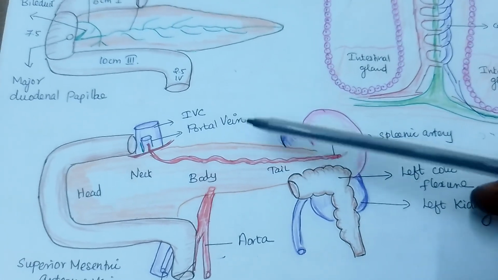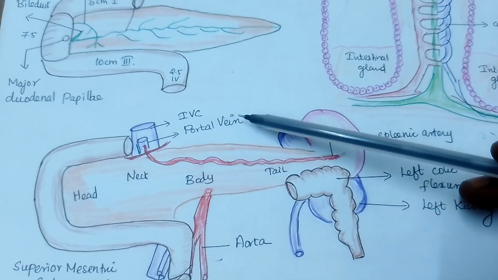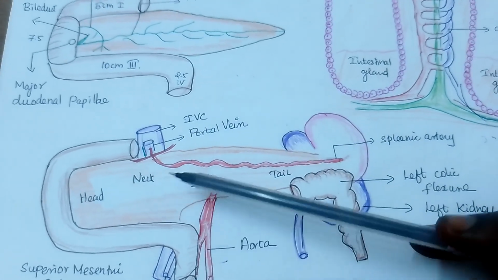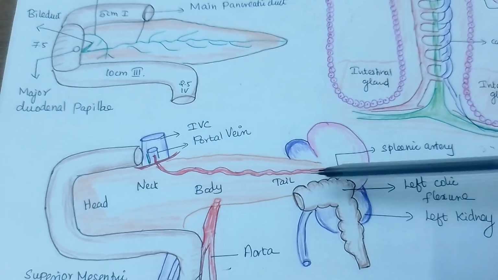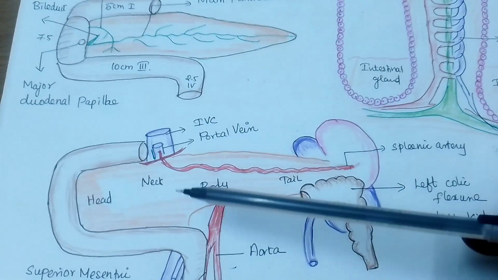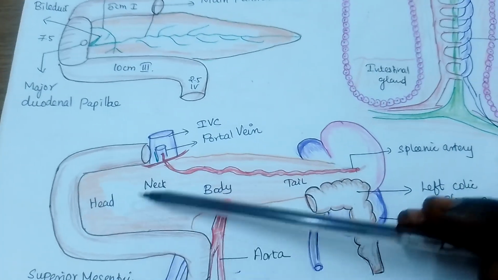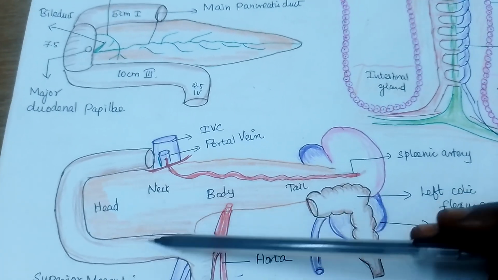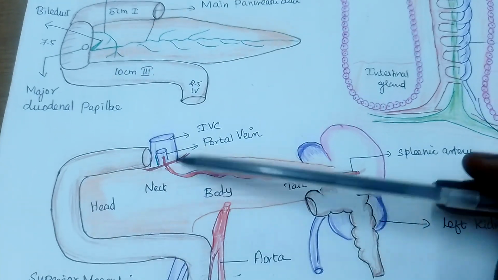In the islets of Langerhans, insulin will be secreted. If you see the parts, there are the head, neck, body and tail. Understand? The head lies in the concave part of the duodenum, in front of the inferior vena cava, and behind it the transverse colon is present.